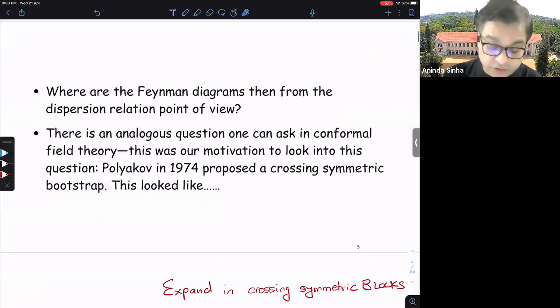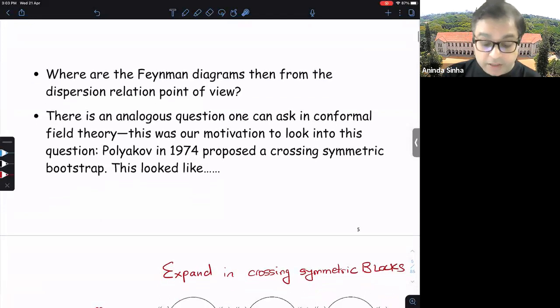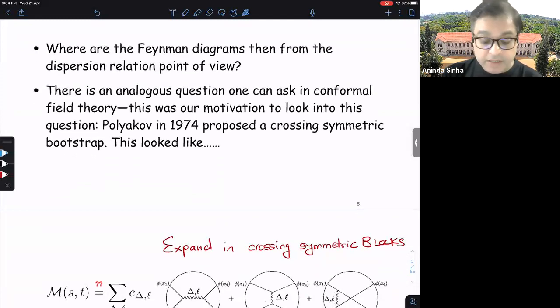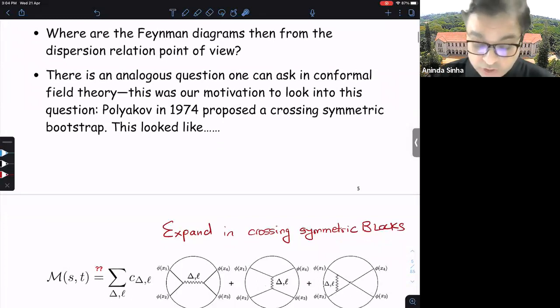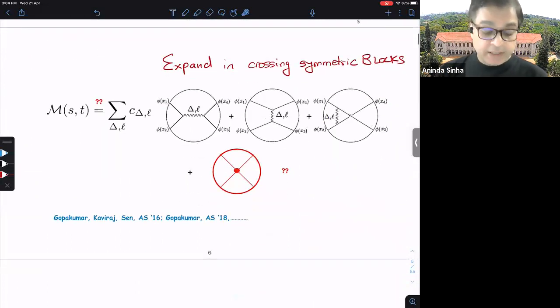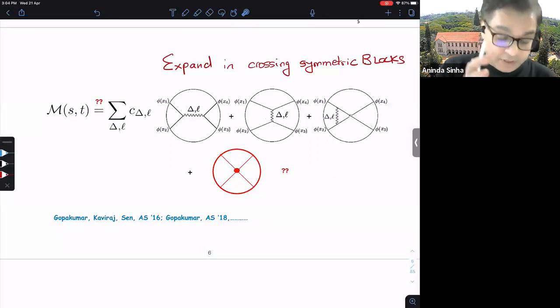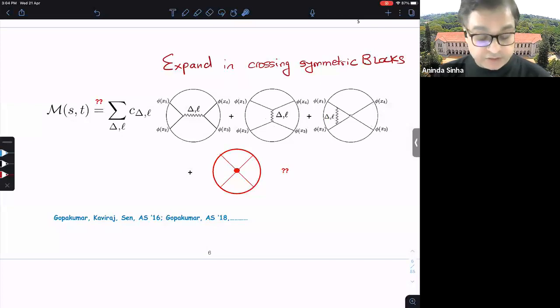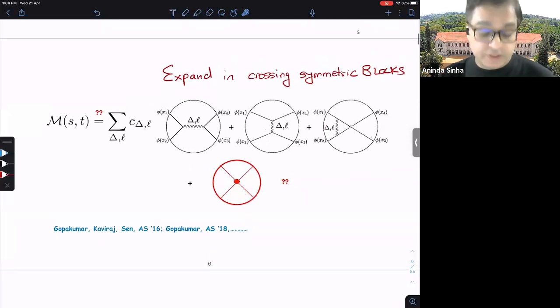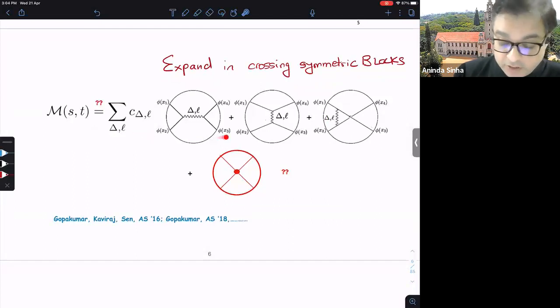Now there's an analogous question, and this is what actually got us into thinking about this problem. You can ask an analogous question in conformal field theory, and this was posed by Polyakov in 1974. He said that if we try to bootstrap a conformal field theory correlator, then it should look like, and this is our modern interpretation of what he was saying, a version of the conformal field theory correlator which we now understand as the Mellin transform. So this M here on the left-hand side is the Mellin transform of the conformal field theory correlator. And he was saying that it must be expandable in terms of what we would like to interpret as exchange Witten diagrams. So this is a kinematical basis. There could be exchange Witten diagrams and potentially contact diagrams.